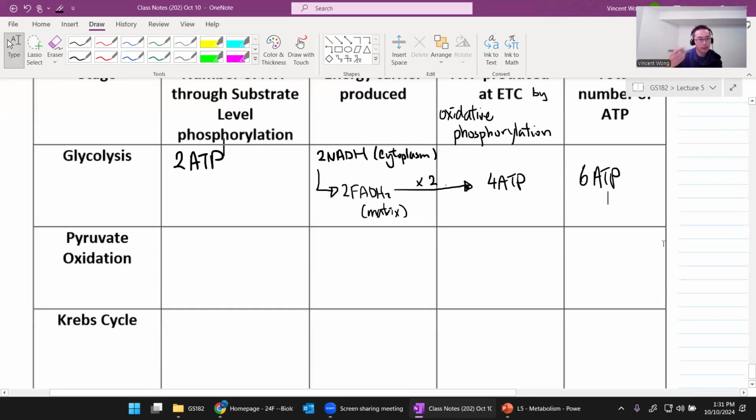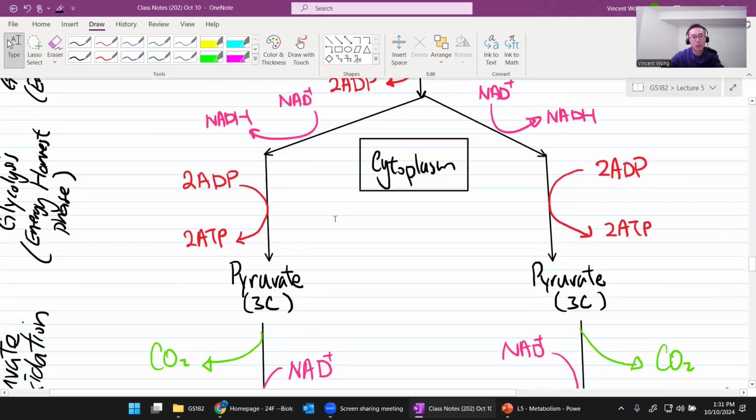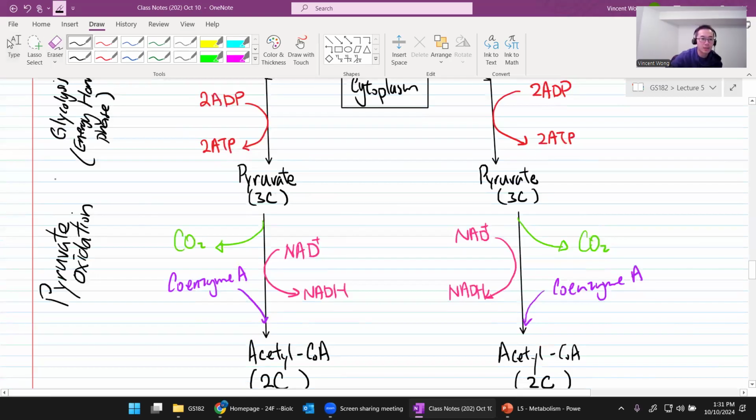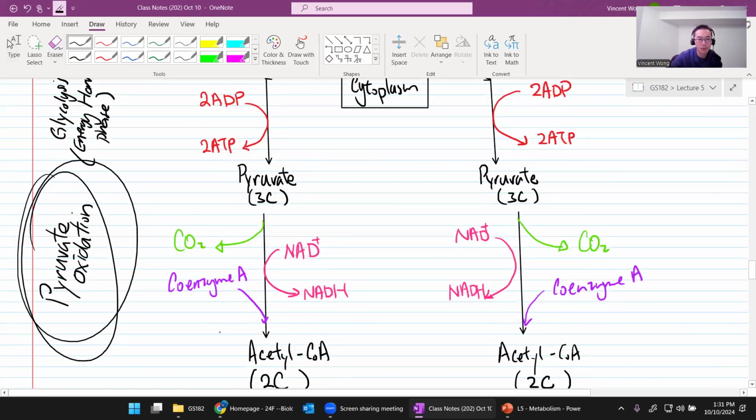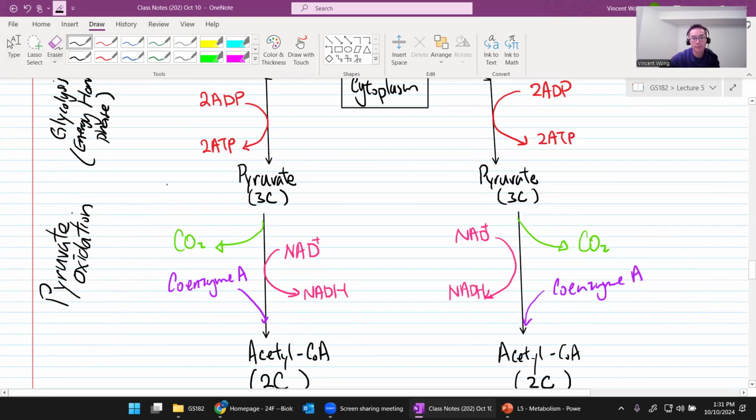Now, let's try this next step. How many ATPs are produced directly in pyruvate oxidation? Just look at the chart. That's right. Uthman said 0. Do you guys agree it's 0? Is it 1? It's 0 actually. Let's go back here and take a look. We are doing pyruvate oxidation, right? So look at all these things. No ATP at all, right? Does that make sense?